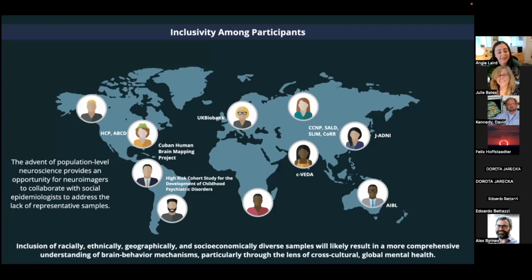So what I want to say here the most is that I think that the inclusion of racially, ethnically, geographically, and socioeconomically diverse samples is likely going to help all of us and result in a more comprehensive understanding of brain-behavior mechanisms, particularly through the lens of cross-cultural global mental health.